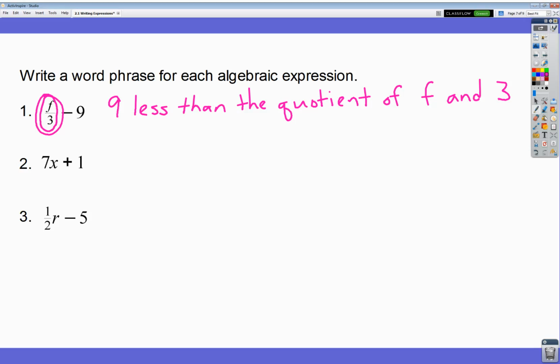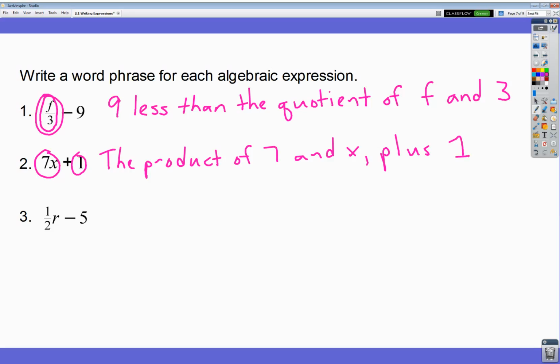Number 2, over here I just have a 1. Over here I have 7x. So that's a product. So I'm going to say that number 2 is the product of 7 and x, comma, plus 1. Now, the reason I put a comma is because if I just wrote the product of 7 and x plus 1, you might think I meant the product of 7 and the quantity x plus 1. You might think that I meant what I just wrote here, and that's not what we had over here. These are two different expressions.